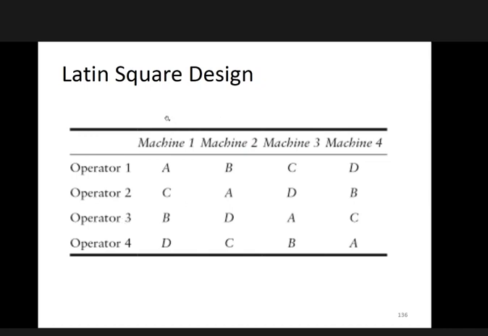But I can also look at the same experiment from the machine perspective. So remember, machine 1 will have all the treatments. Machine 2 will also have all the treatments. Machine 3 will have all the treatments. Machine 4 will also have all the treatments. So I have two blocking factors here. I have operator as a blocking factor, I have machine as a blocking factor, and then I combine the two, which will give me what we call a Latin square design. Is that clear?